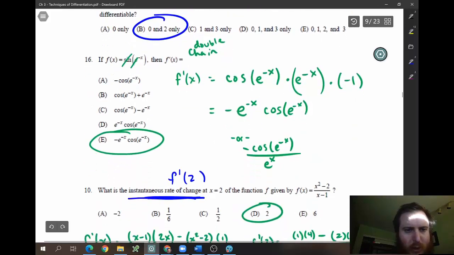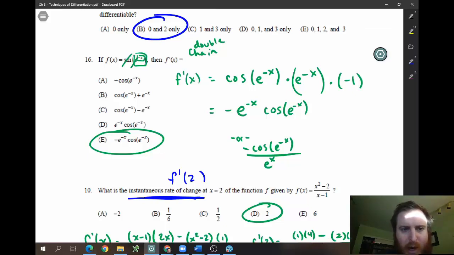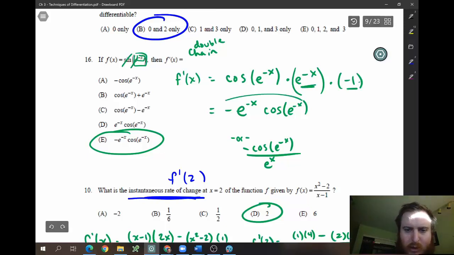All right, next up we have another chain. This is a double chain, right? Because it's sine of something and then e to the something. So the outside is the sine. We take the derivative of sine, we get cosine. We leave e to the negative x alone. Then times the derivative of e to the negative x, which is e to the negative x times the derivative of the negative x, which is negative 1. So we're going to move that negative 1 and the e to the negative x all the way to the front. So we get negative e to the negative x times cosine of e to the negative x. That's how the answer looked.